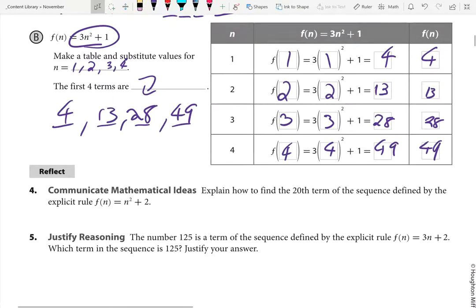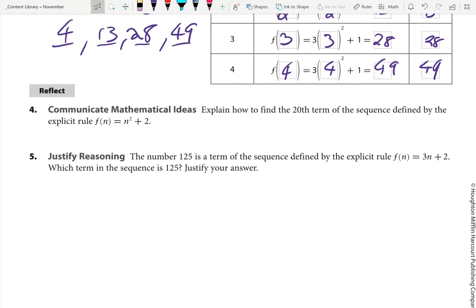So you definitely use a calculator. I know I was doing that kind of without a calculator. Some of us might rely on the calculator, and that's okay. There's nothing wrong with that, but just know what you're supposed to do, right? Know you need to plug in the number, let the calculator do the math for you if you have to, okay? So explain how to find the 20th term in the sequence defined by this explicit rule.